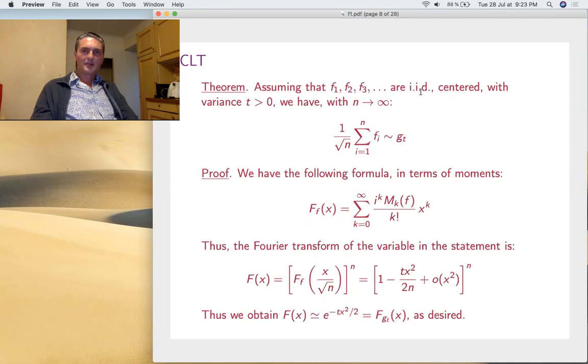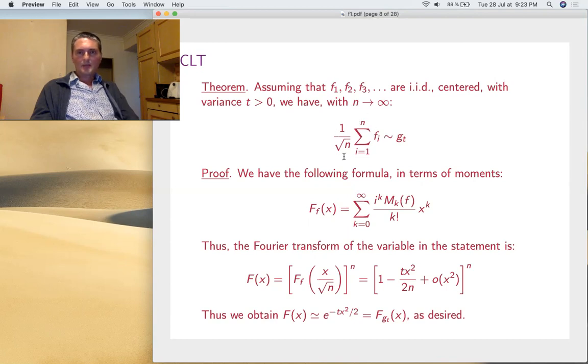If you take random variables which are centered, with the same variance t, then the averages, which are not exactly the averages, are rescaled by square root of n, and follow this law g_t when n goes to infinity. Is this true? I'll prove it with Fourier. We'll prove that the Fourier transform of this equals the Fourier transform of this. I already know the Fourier transform of g_t, so we'll compute the other.